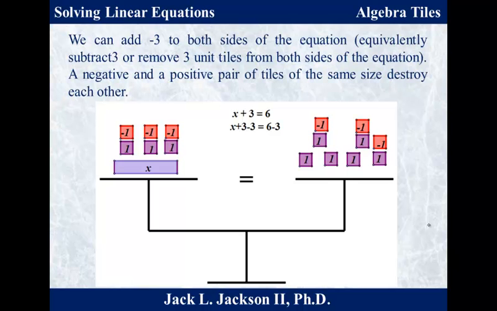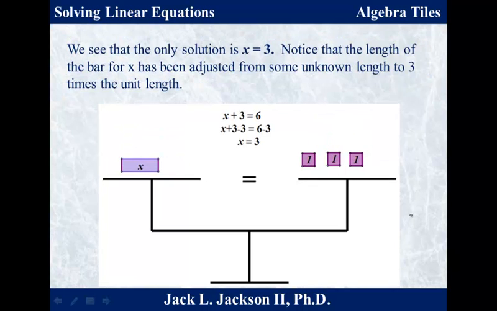And the little red squares represent -1. So we can add -3 to both sides, and then the pairs of -1s and +1s that are together on the same side annihilate each other. They're gone. So we can think of adding these -1s and then annihilating them, or we could just think of it as a takeaway. Take away 3 of the same thing from both sides.